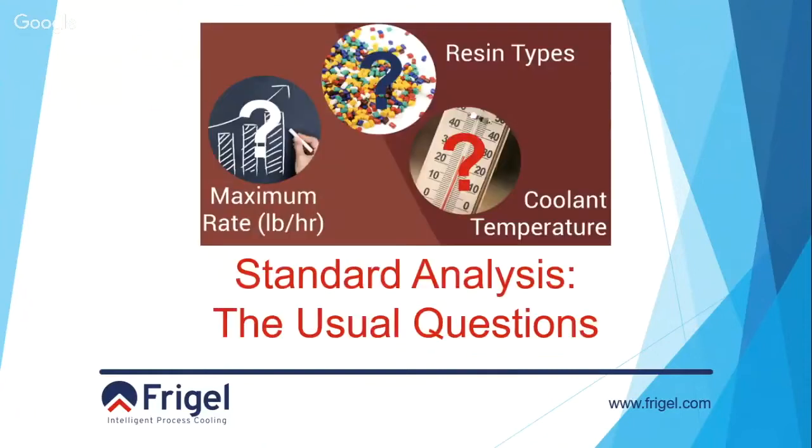For many years, determining the cooling load involved asking three simple questions. What resin or resins are being processed? What's the expected optimum processing rate? And finally, what's the temperature of the cooling water supplied to process?